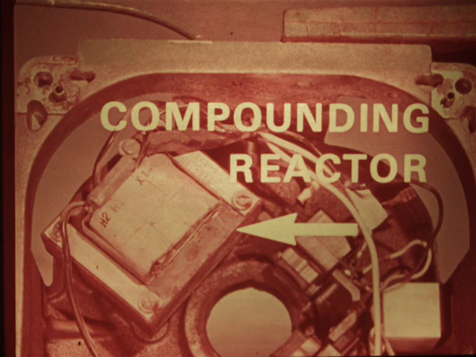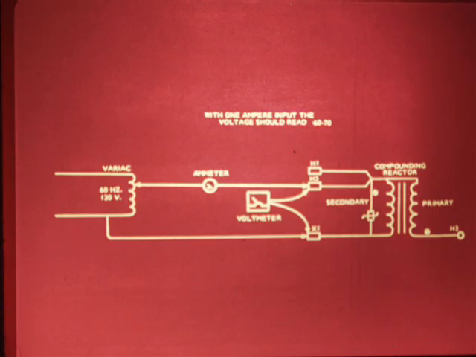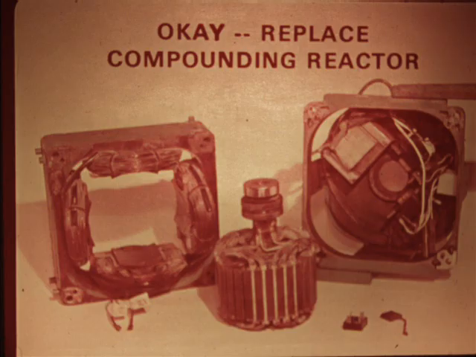There's one other part of the generator for us to consider as the reason for no output, and that's the compounding reactor. Its function is to increase voltage to the field when the generator is under load, so that the generator can maintain its voltage output. If your shop has a variac, you can test the compounding reactor as described in the maintenance manual. However, if you don't have a variac, you should first check out all the other generator components. Then, if they're okay, but you still have no output, you can conclude that the compounding reactor is defective and needs replacing.